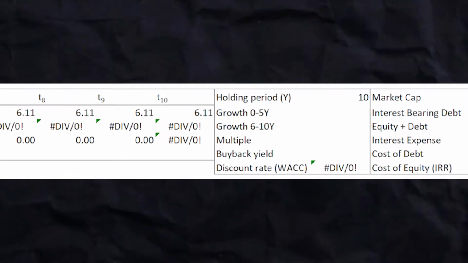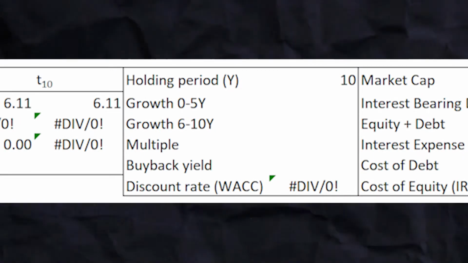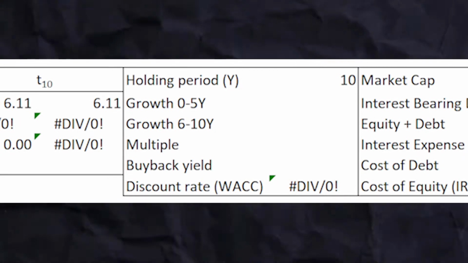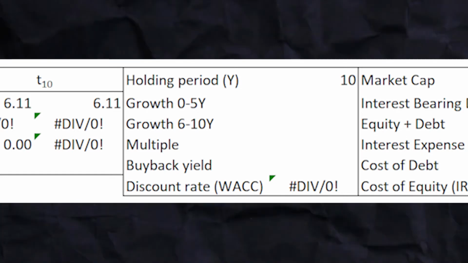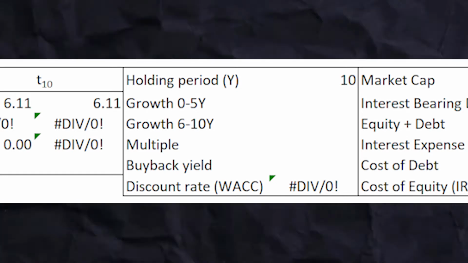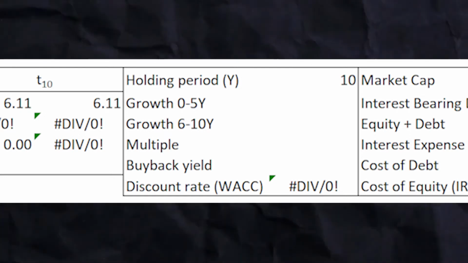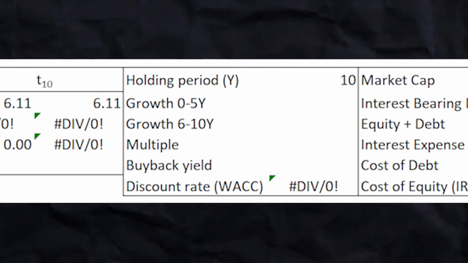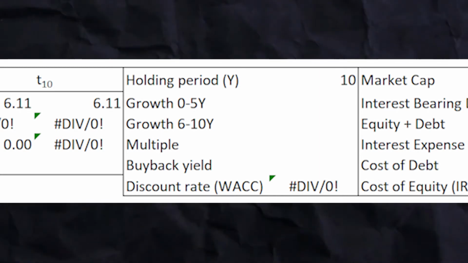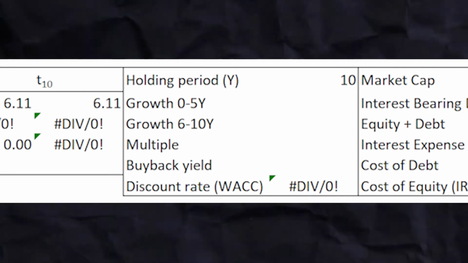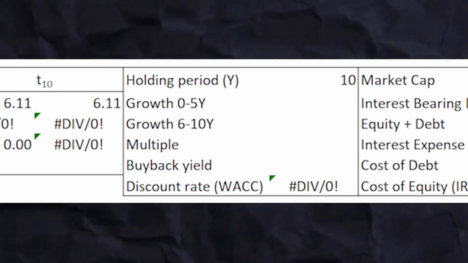As always, let's value Apple using our simple discounted cash flow model. To be able to value Apple using this simple discounted cash flow model, we have to first make a couple of assumptions. First, we have to assume Apple's free cash flow growth rates for the next 5 years and for the 5 years following those 5 years. We also have to assume Apple's price to free cash flow multiple at the end of our 10-year holding period, as well as Apple's buyback yield over our holding time.